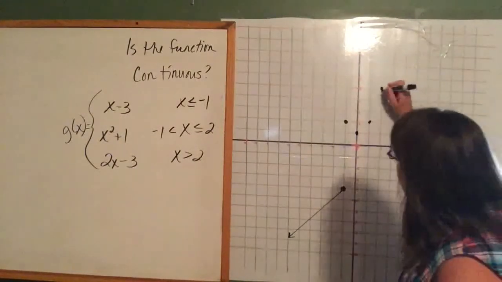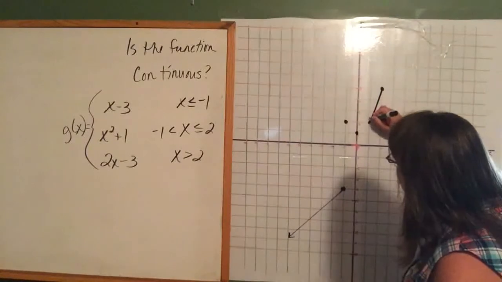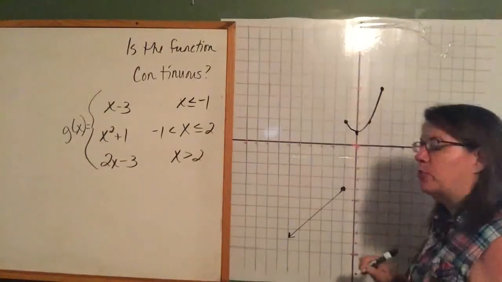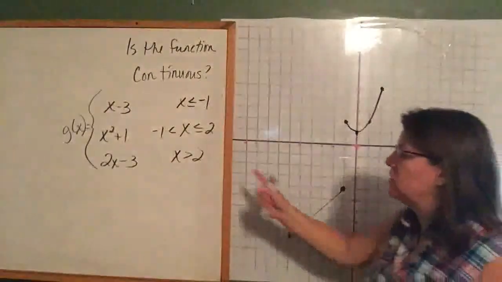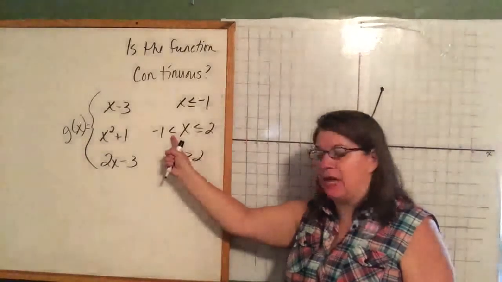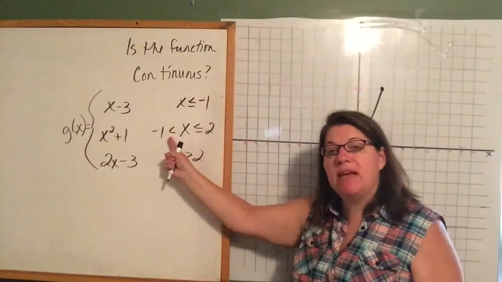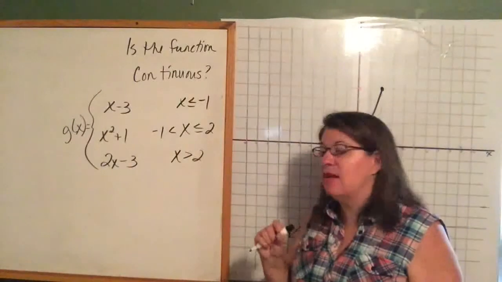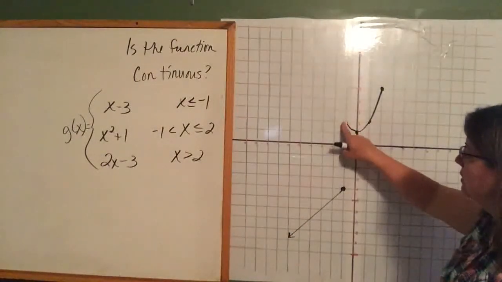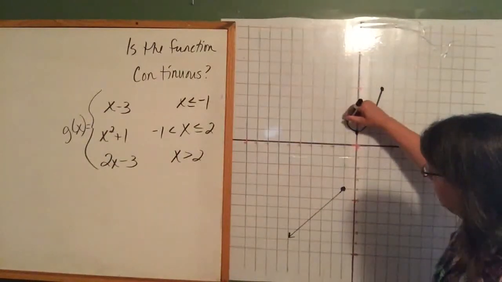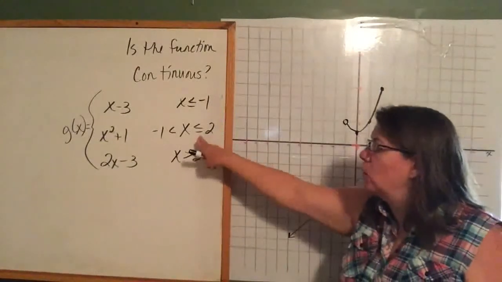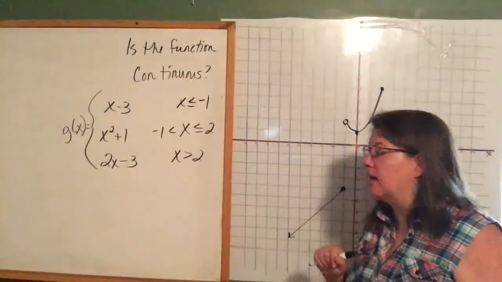Now, one thing you need to understand is which points are included and which points are not included. So we need to look at the symbols here. This one just says less than. So if it doesn't have an equal to, then it does not include that ordered pair. So instead of having a solid dot here, I do need that to be an open circle. Okay? And then here, since it's less than or equal, that would be a solid dot.